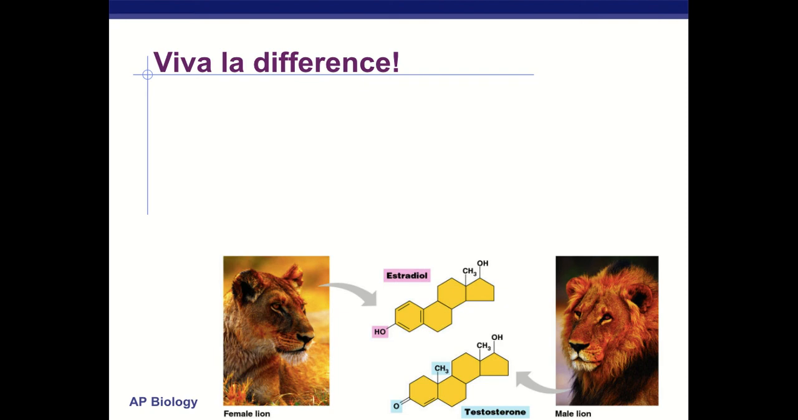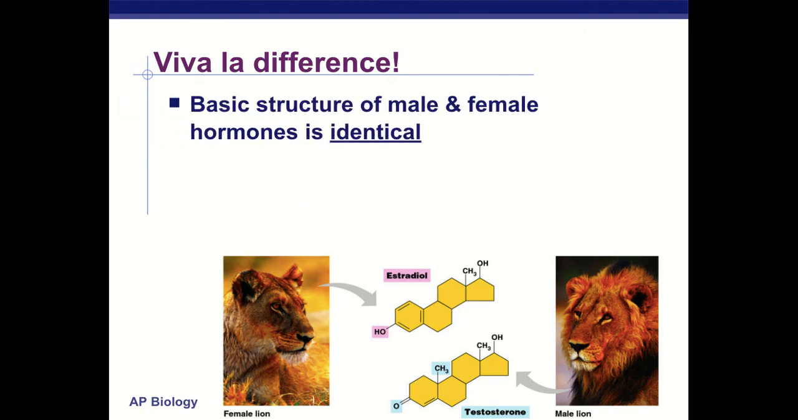So this is a perfect classic example of what functional groups do and how they make such a difference. If you look at these 2 images at the bottom, we have a female lion and a male lion. And what makes female lions and male lions has to do a lot with steroids. Steroids are a class that comes from lipids. So the backbone or the skeletal structure comes from lipids, and the basic structure of female and male hormones are actually identical.